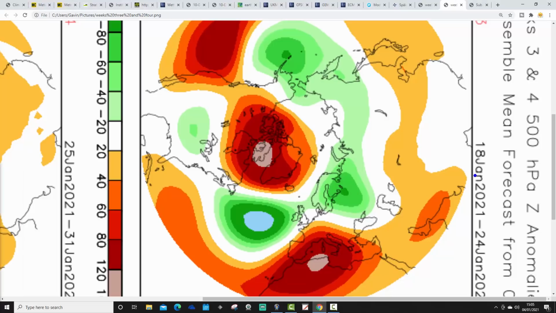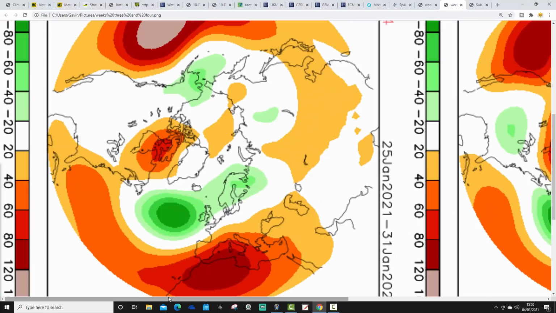This one's milder. This is week three, 18th to 24th of January. Low pressure is back in from off the Atlantic. High pressure is to our south. Winds are coming up from the west southwest direction. So that is definitively milder, despite still having a lot of northern blocking. Despite still having the high pressure over Greenland, we are milder there into the third week of January.